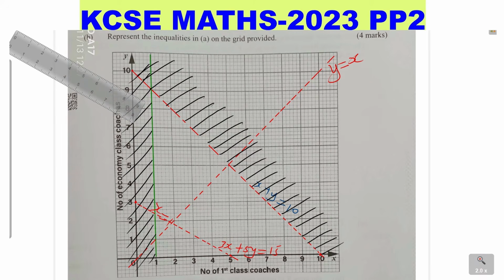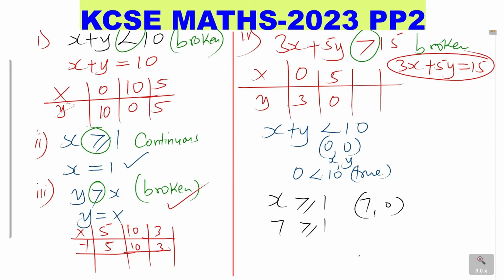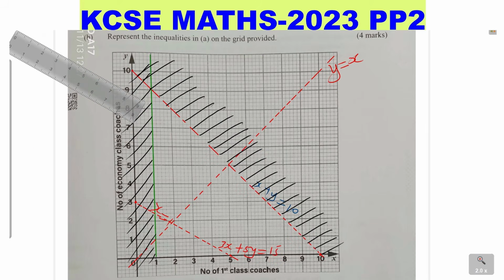So let's go to the other line, and the other line is y greater than x. Y is greater than x. So this is the line. Y is greater than x.